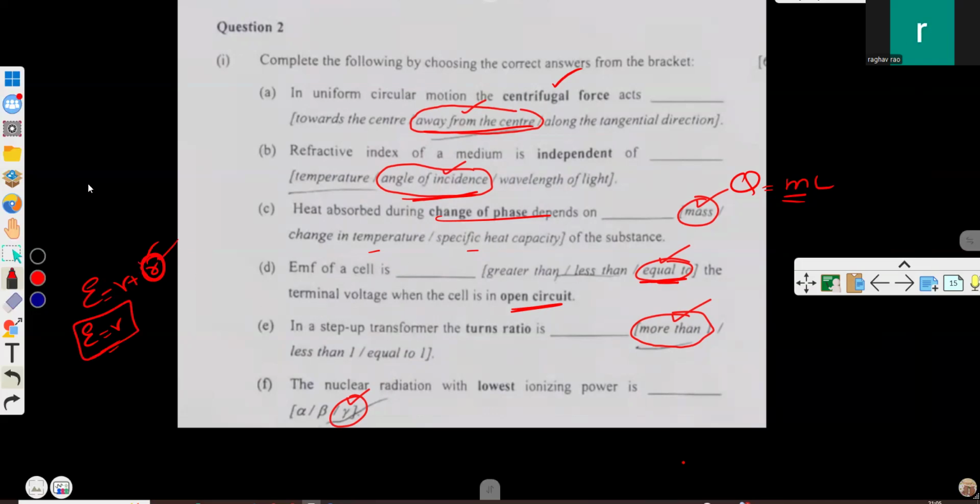In a step-up transformer, as we know, NS by NP is the turns ratio. In a step-up transformer, as we are going from primary to secondary, the turns are increasing. So turns increasing means the numerator is larger and the denominator is smaller. So it would be more than 1. The nuclear radiation with lowest ionization power is gamma.